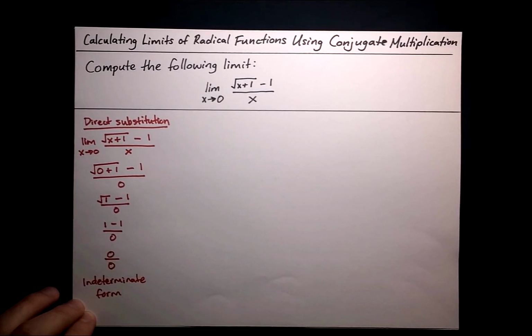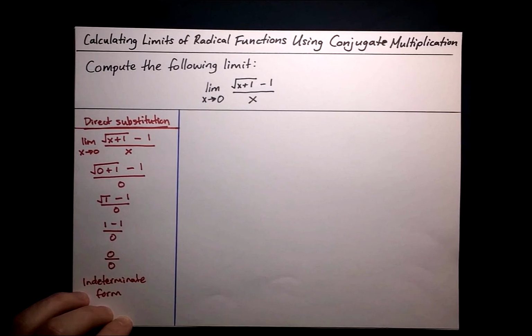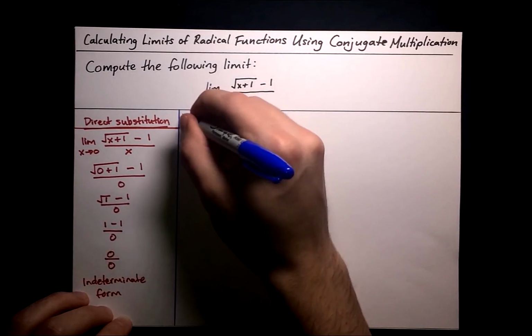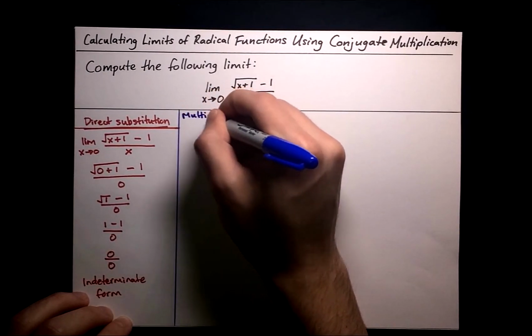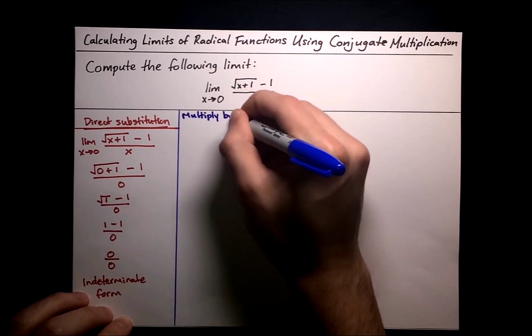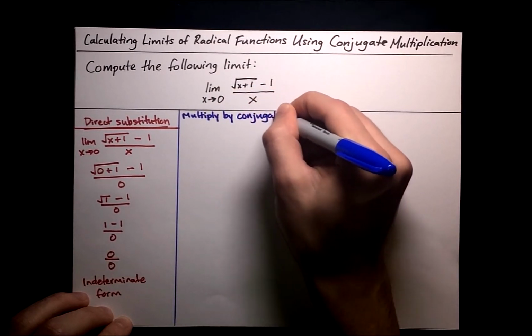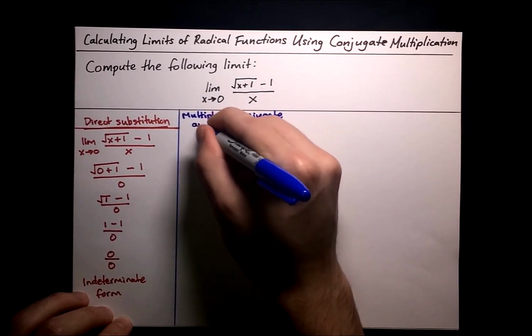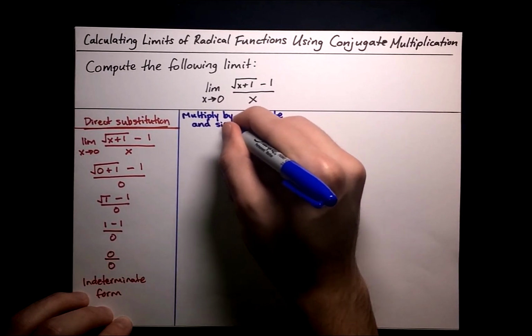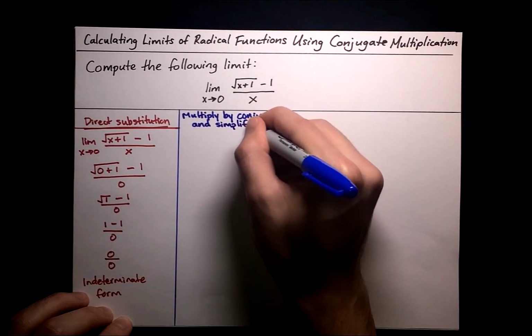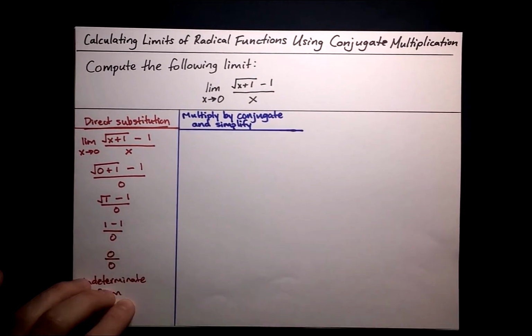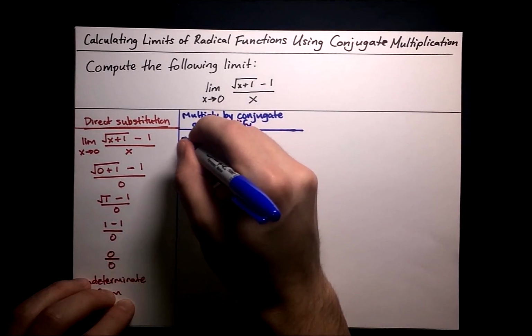But maybe we can simplify this limit into a form where direct substitution does in fact work. Let's do this in another column here. Now the way we're going to simplify this limit is we're going to multiply by the conjugate, and then we're going to simplify afterwards. So first step, let's go ahead and multiply by the conjugate.